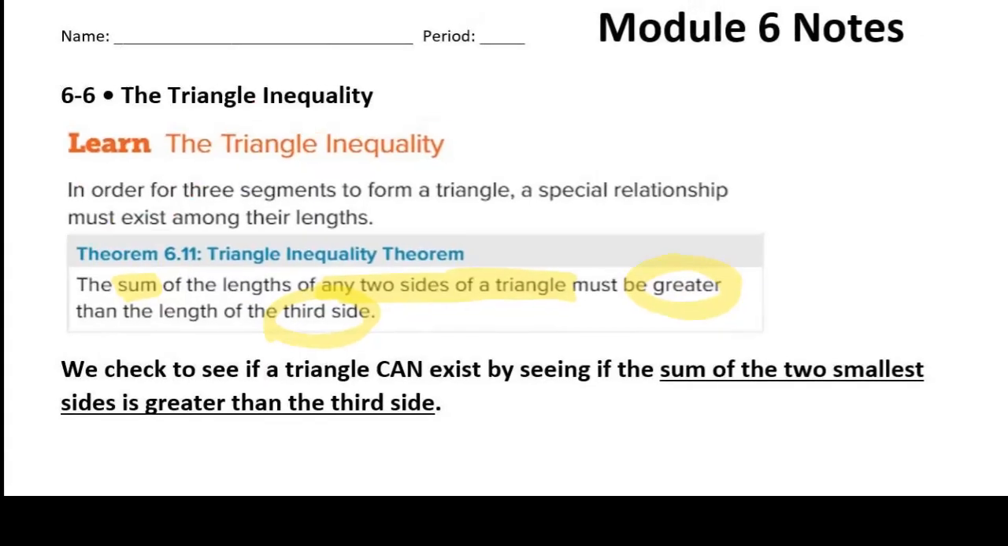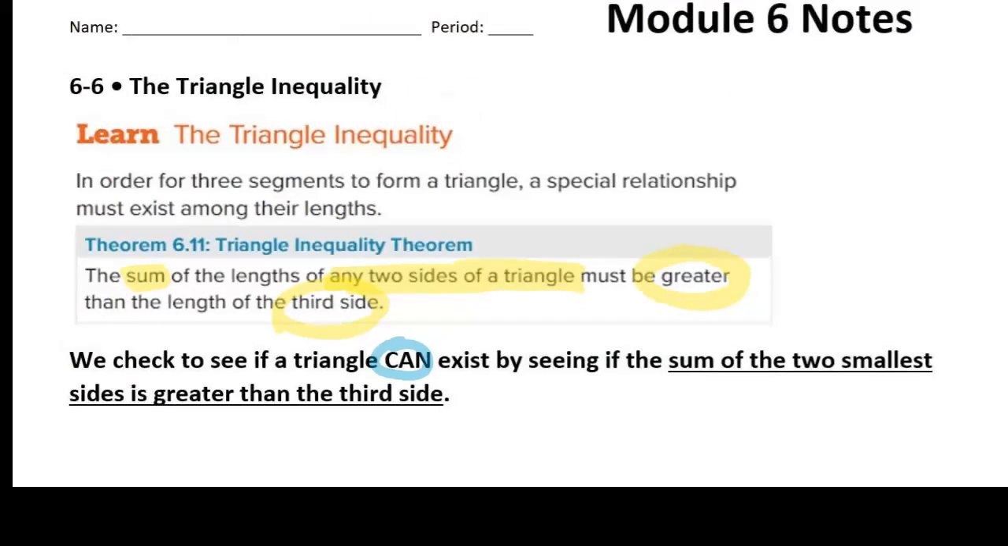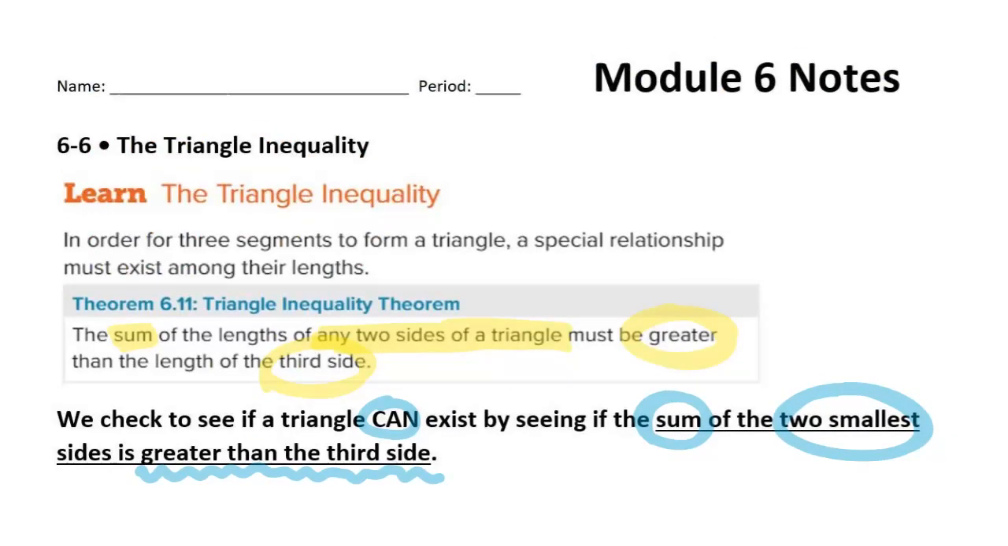We can check to see if a triangle can exist by seeing if the sum of the two smallest sides is greater than the third side. We don't need to check all of them. I don't need to add all of the pairs of sides together because I know that if I add the biggest side plus one of the sides that's not the biggest side, it's going to be bigger than my other side that's not the biggest side.